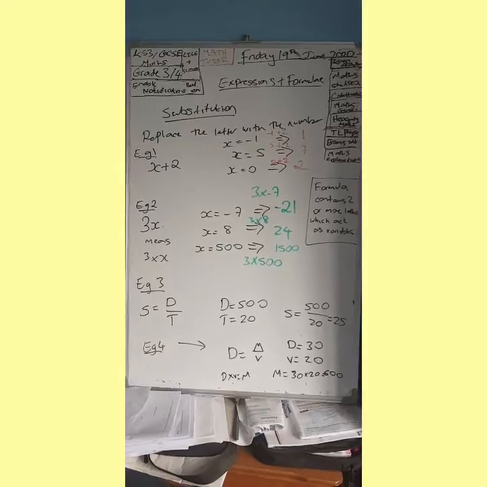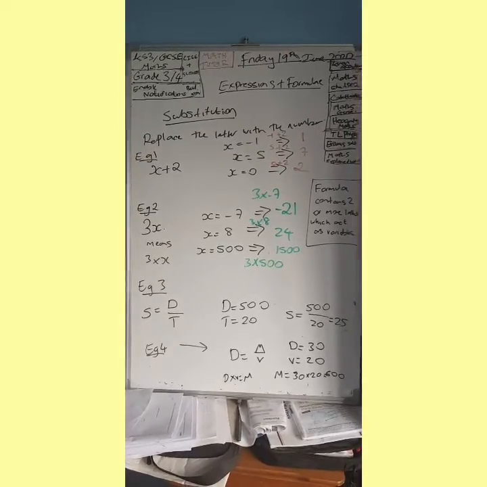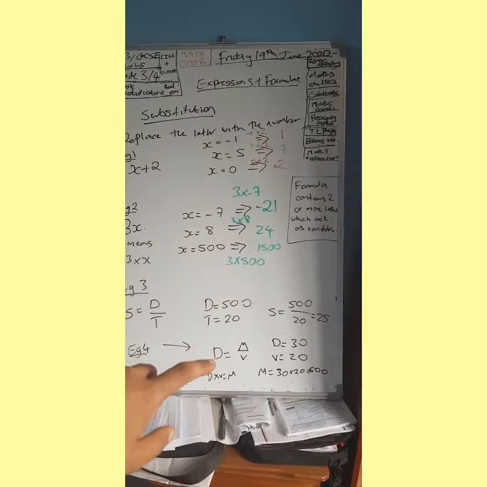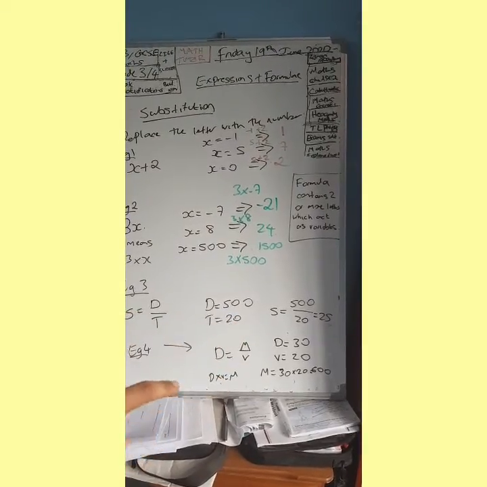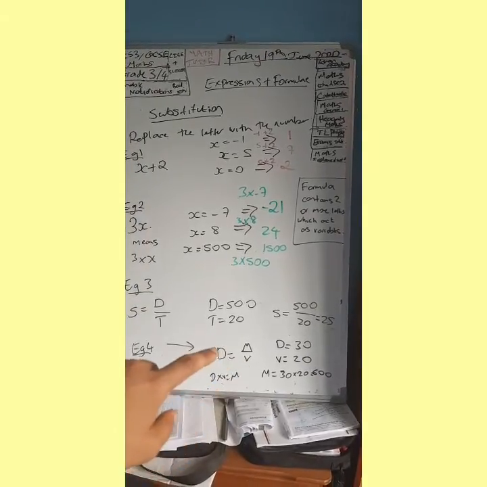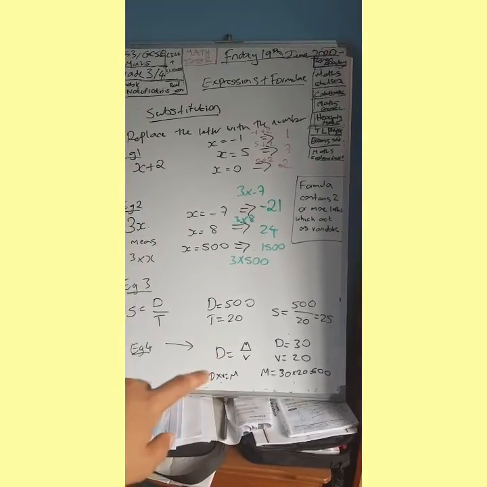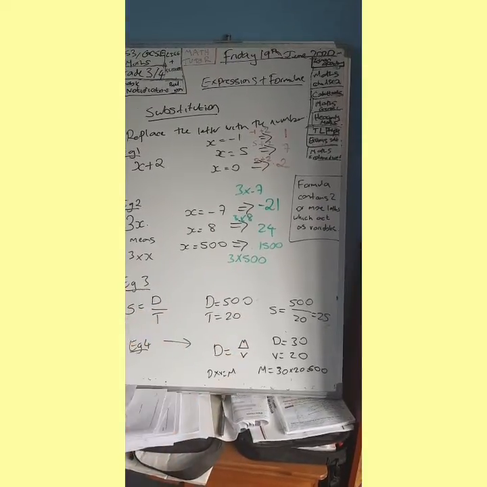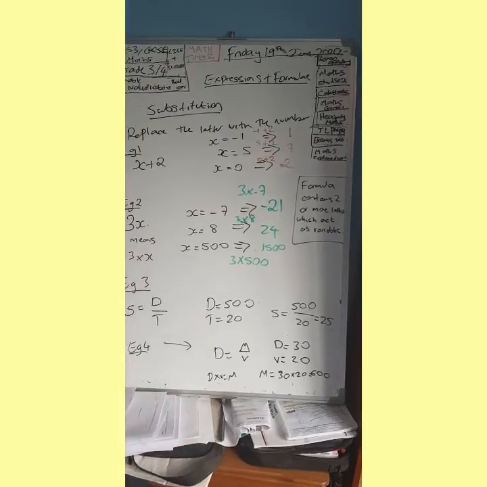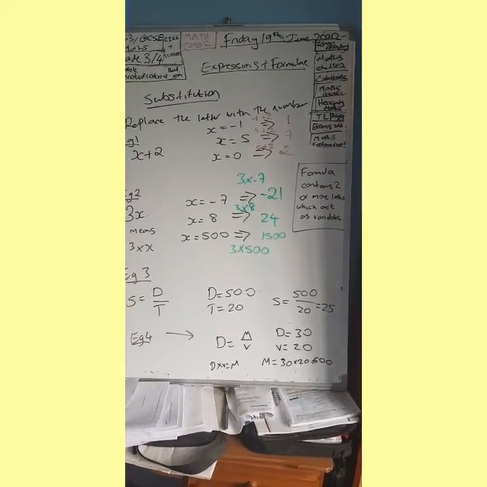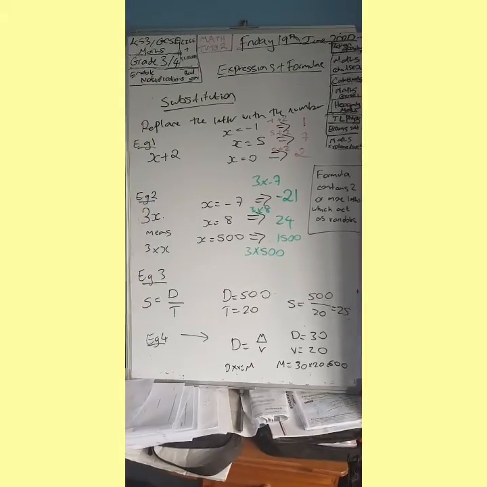Right guys, example 4, the last example for today's lesson. D is equal to M over V, so density is mass over volume. D equals 30, V equals 20. I've got to work out M, so I have to rearrange. I multiply top and bottom by V, so D times V is equal to M. D equals 30, V is equal to 20, so M is equal to 30 times 20, which is 600. So M is equal to 600, guys.